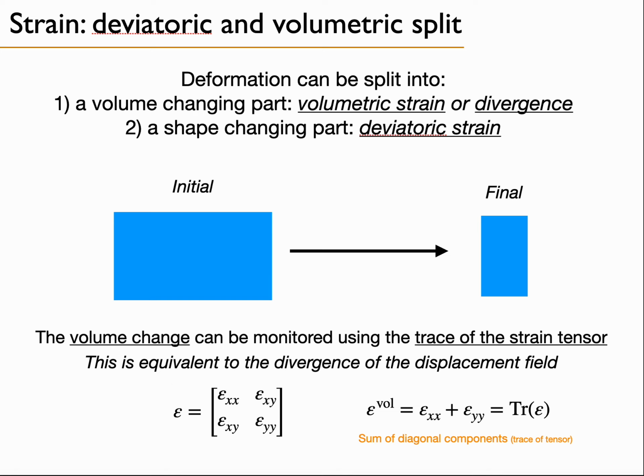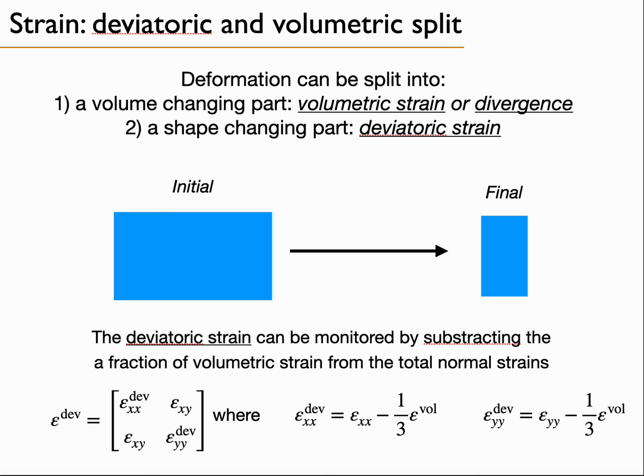So we want to filter the change of volume and the change of shape, so we can create this object, and this we call the deviatoric strain tensor, and it is measured by subtracting the fraction of volumetric strain from the total normal strains.